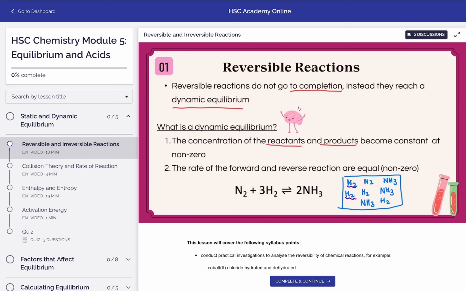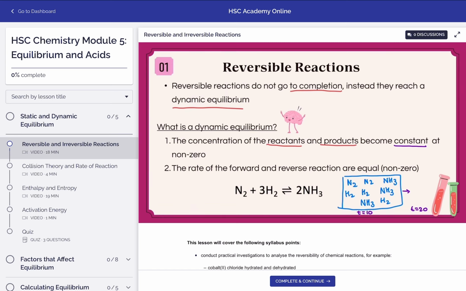And number 2, the concentration of all of these will remain constant. What that means is if this system has reached dynamic equilibrium at T equals 10, then at T equals 20, the reaction vessel will look exactly the same. It's going to remain the same. The concentration of nitrogen, hydrogen, and ammonia isn't going to be any different at T equals 20.